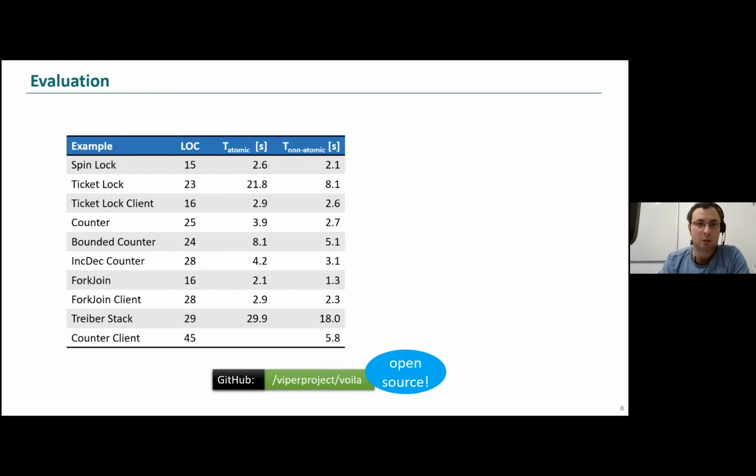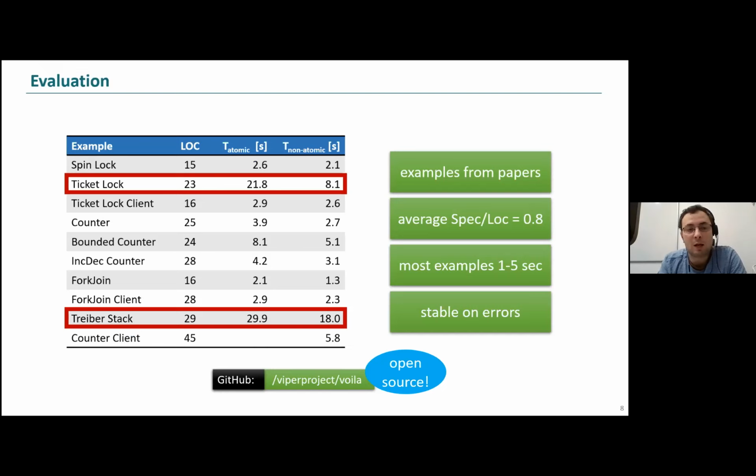Good. So let's talk about the evaluation. We have evaluated our tool on existing proof outlines from previous papers. The two biggest examples are the ticket lock, which requires intricate reasoning about the interference of multiple threads, and the driver stack, which is a log-free implementation of the stack.